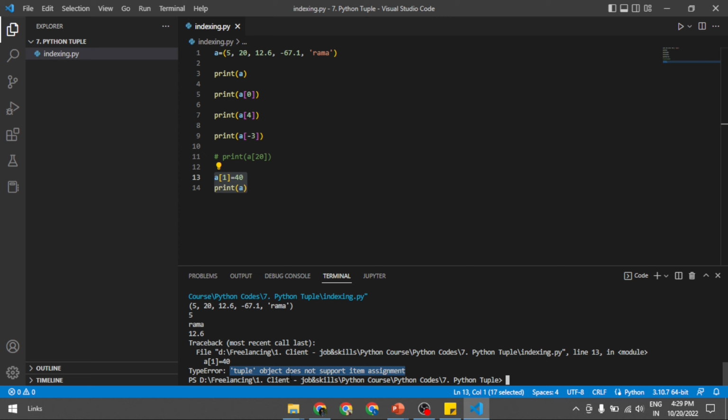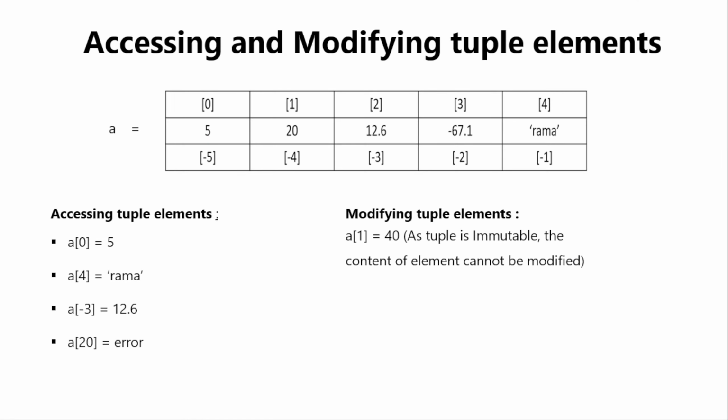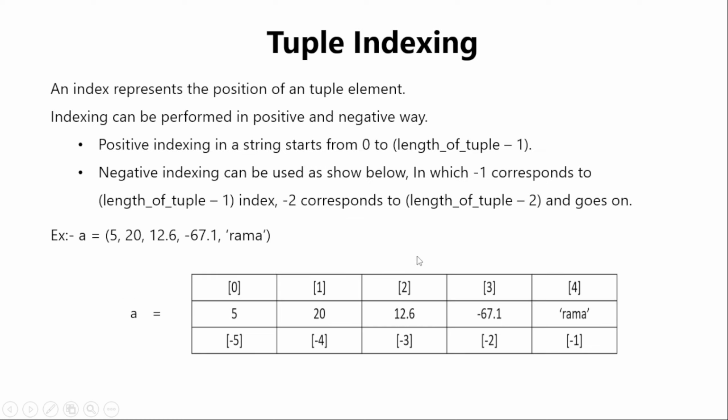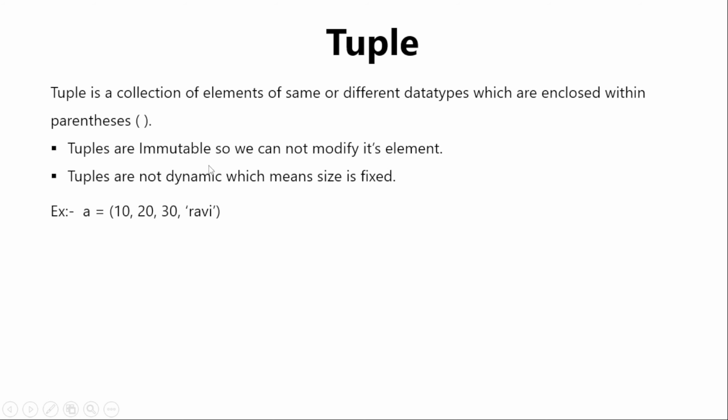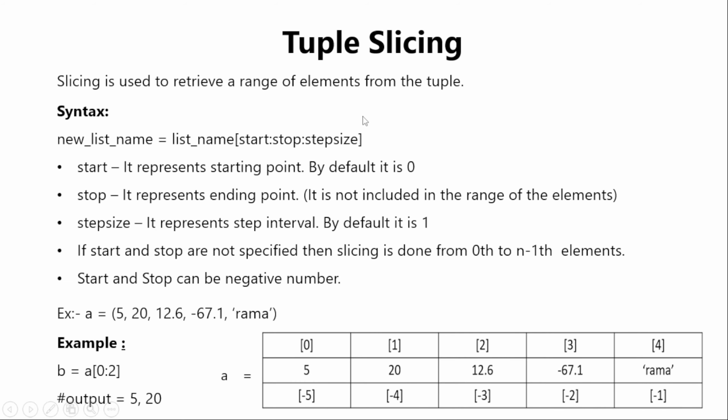Even a string is immutable, we cannot modify its elements, so even a string throws an item assignment is not supported error when we try to alter its values. Even here, it's the same. So now you can see that as a tuple is immutable, the content of elements cannot be modified. This is one of the properties of tuple which I described at the start, where tuples are immutable, so we cannot modify their elements.